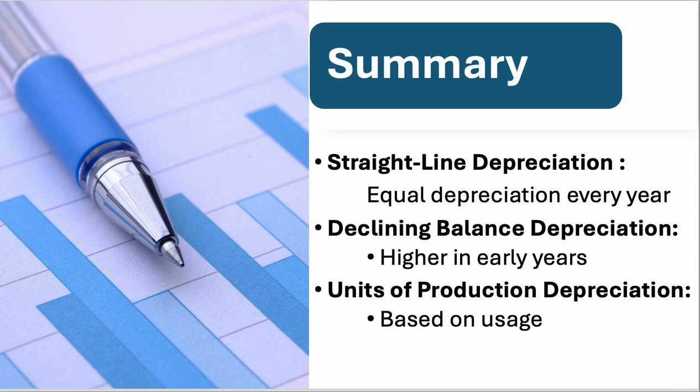So, there you have it. We have covered the 3 most common types of depreciation, that is the straight line, declining balance and units of production. Each method serves a specific purpose depending on the asset and how it's used.